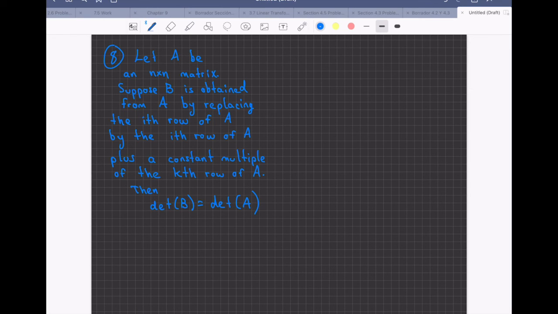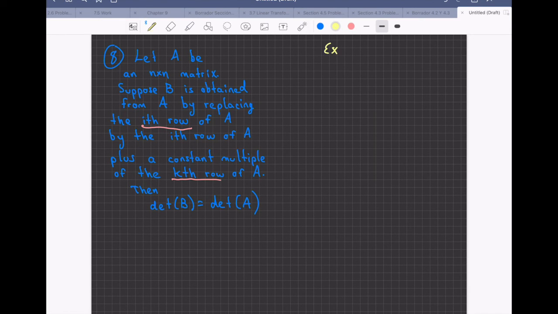So this property maybe is going to be confusing at first glance, but this is very useful. Let's say that we have a matrix A, and suppose that B is obtained from A by replacing the ith row, for example, the first one, the second one, the third one of A, by that row plus other row, here identified as kth, but multiplied times a constant. Then if you do that, the determinant doesn't change.